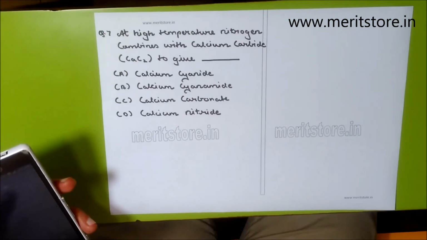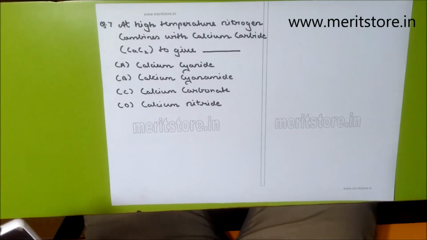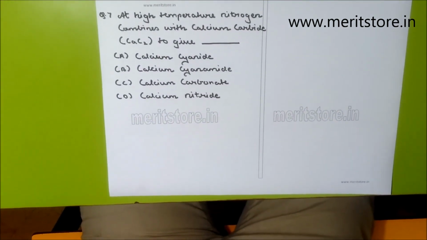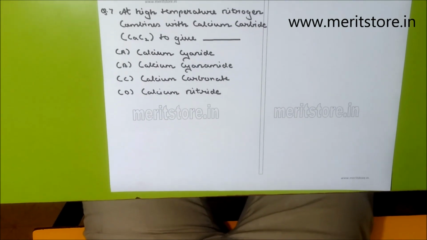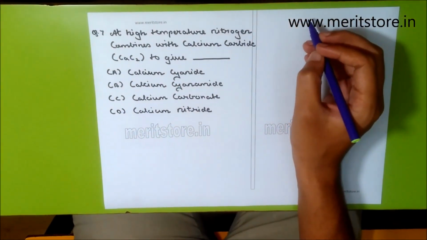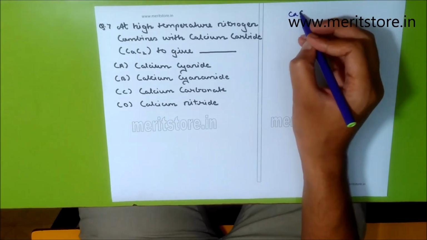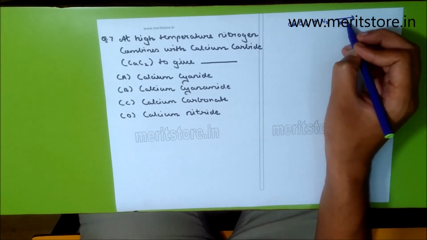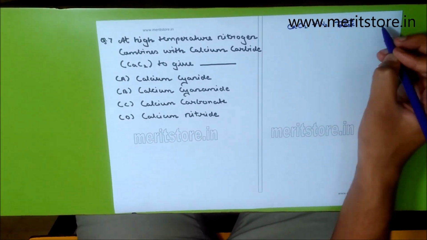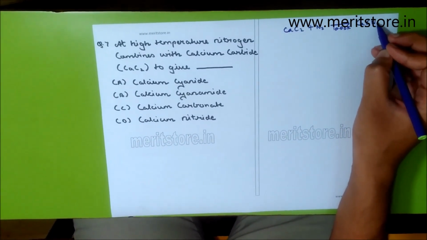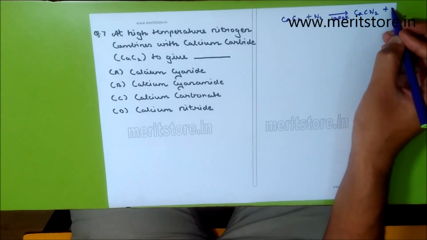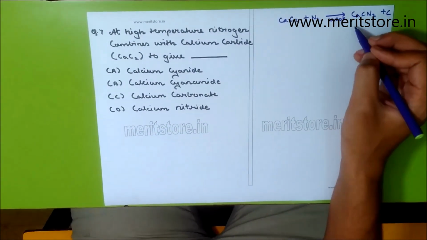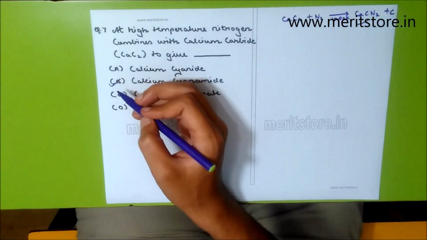Number 7. At high temperature, nitrogen combines with calcium carbide, that is CaC2, to give A calcium cyanide, B calcium cyanamide, C calcium carbonate, D calcium nitrate. Okay. The reaction of calcium carbide with dinitrogen at high temperature, about 1000 Kelvin, is CaC2 plus N2 gives CaCN2 plus carbon. So at high temperature we get calcium cyanamide. The compound is calcium cyanamide. So option B is the correct option.